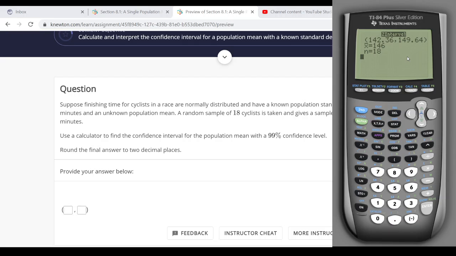So to estimate that unknown population mean, we're 99% confident that the mean for the population, the mean finishing time for all cyclists, is somewhere between 142.36 and 149.64 minutes. Done. Those are already rounded to 2 decimal places, so that's what I'll enter. The lower limit on this interval is 142.36. The upper limit, to 2 decimal places, is 149.64. And that seems to be it.